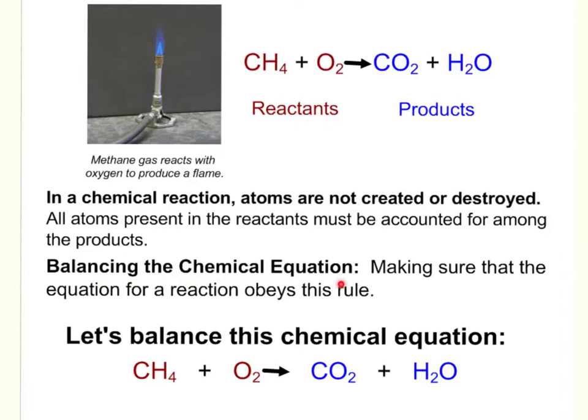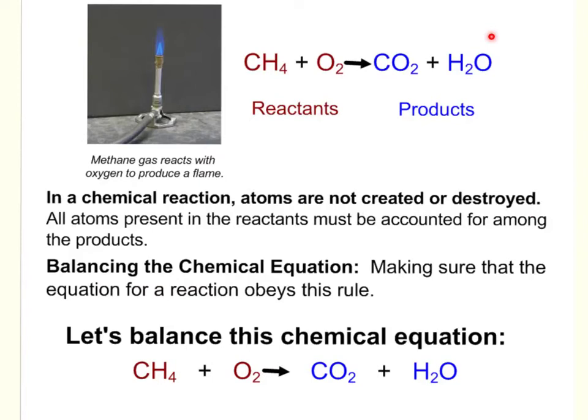Balancing a chemical equation is making sure that the equation for a reaction obeys this rule. So this is not a balanced chemical equation. Let's go ahead and balance that. Typically, when we balance a chemical equation, we'll start with the most complicated molecule. In this case, it's probably the methane. It has 5 atoms in it, and that looks like one of the larger molecules.